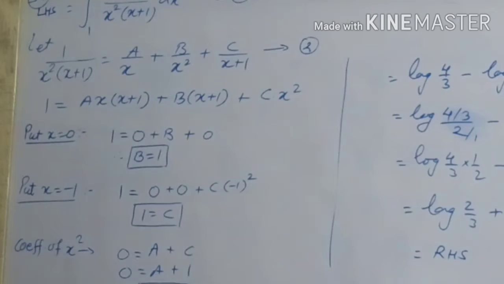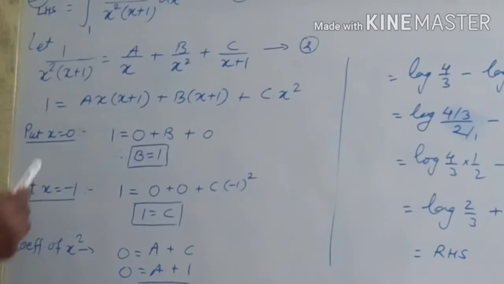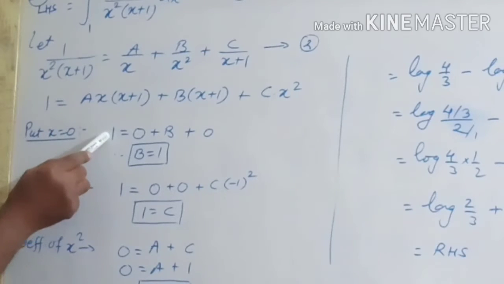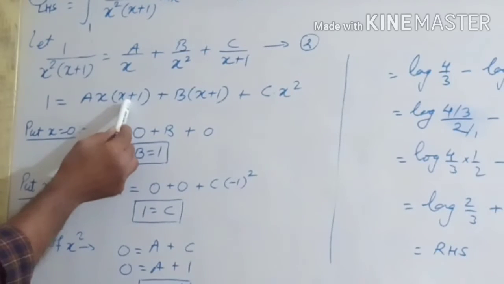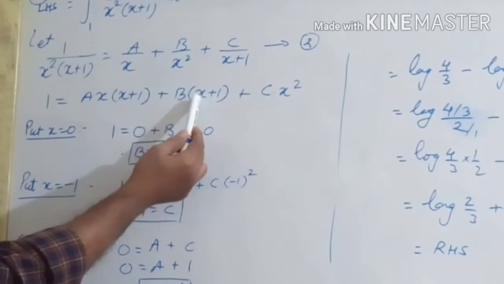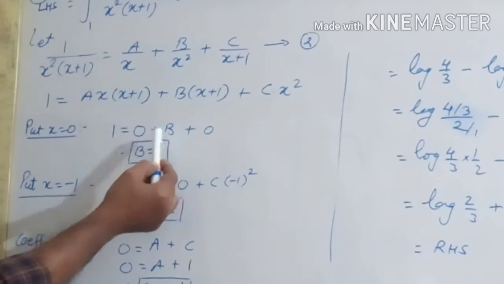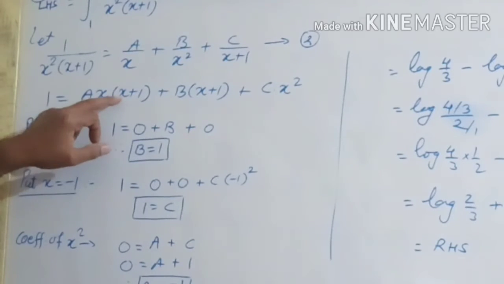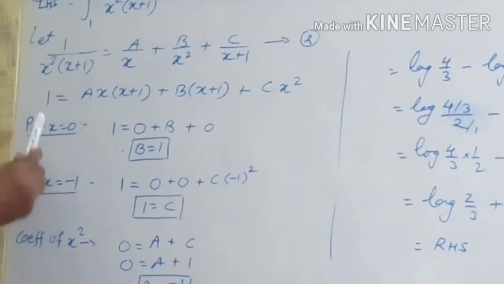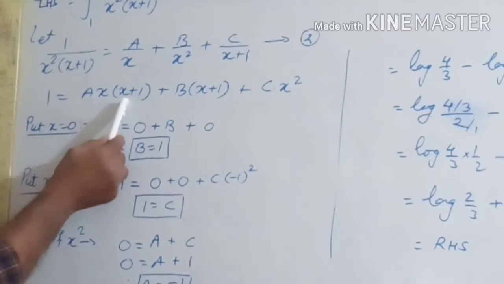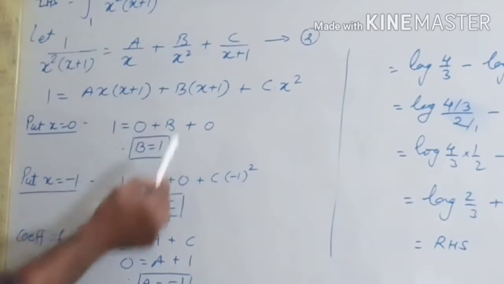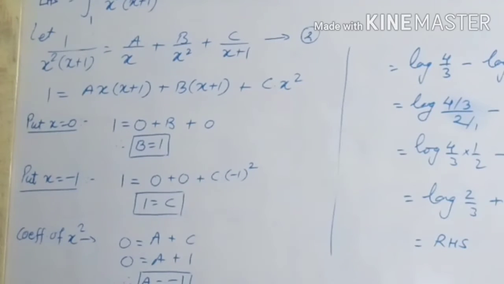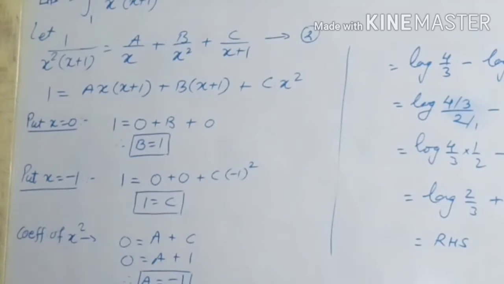Now put x equal to 0. When you put x is equal to 0, on the left hand side we have only 1, the first term will be 0 and the last term will be 0. When you write 0 here, you will get only b. So b is equal to 1. Put x is equal to -1, so this bracket is equal to 0. 1 stays as it is. The first term is 0 and the second term is also 0. When you write -1 here, -1 whole square will be +1. So once again c is equal to 1.